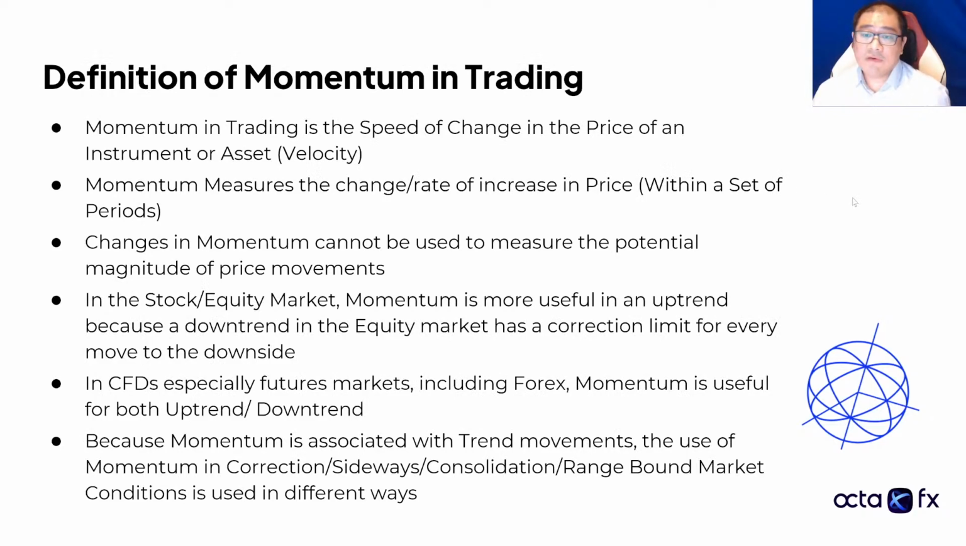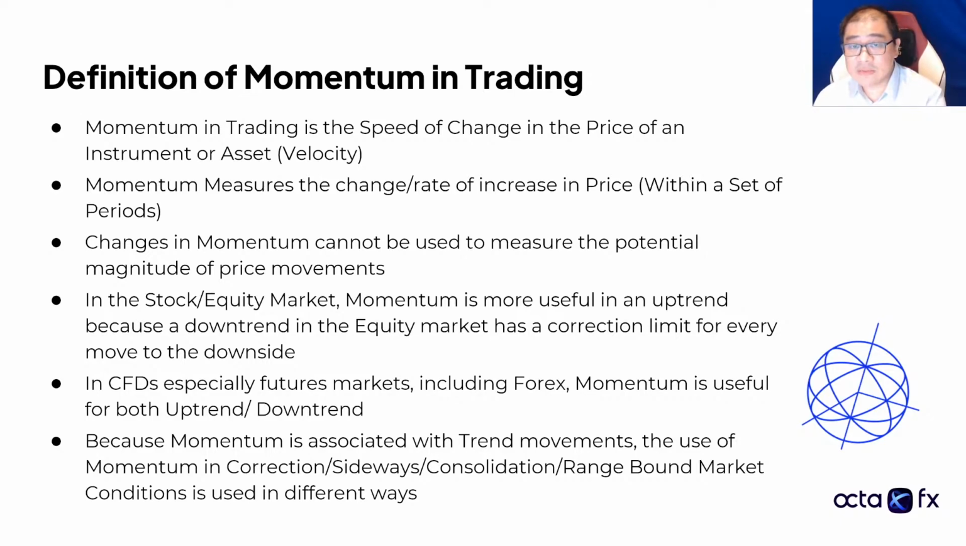Let's take a look at what the definition of momentum is in trading, because the topic is momentum and volatility, so they are actually two separate things. Momentum in trading is actually the speed of change in the price of an instrument or an asset. Okay, so we're talking about velocity here. I don't think a lot of people actually use the term velocity. People talk about volatility and then mix it up with momentum. Momentum is not volatility. Momentum is actually velocity, or the speed of change in price. So momentum measures the change or rate of increase in price within a set period of time, and that's basically what your indicators are going to be.